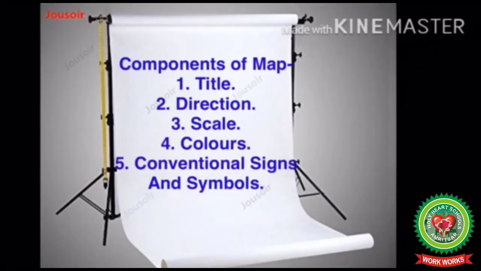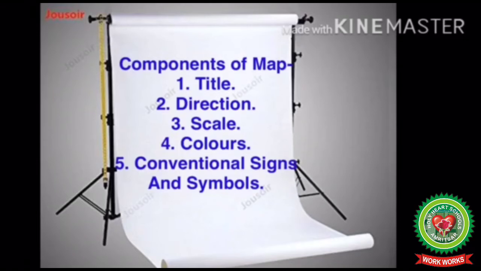Today, we will discuss components of map. The components of map are also known as the language of map. It is very important to understand the components of map as they make map more understandable. The main components of map are: number 1, its title; number 2, direction; number 3, scale; number 4, colors; number 5, conventional signs and symbols.